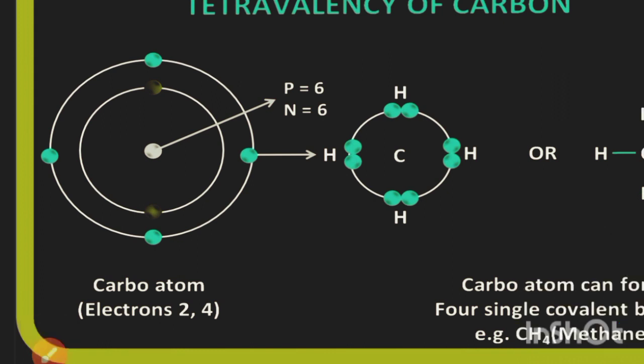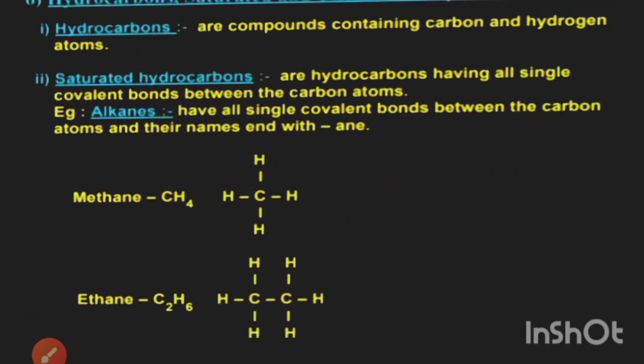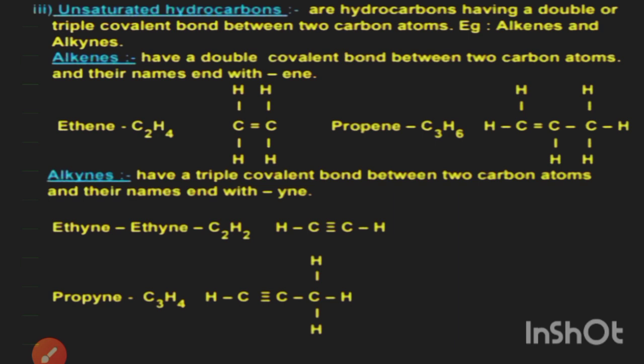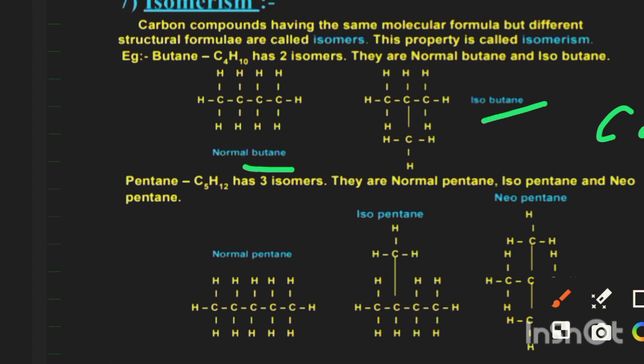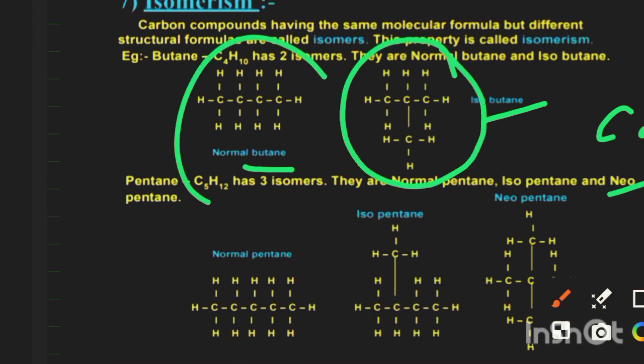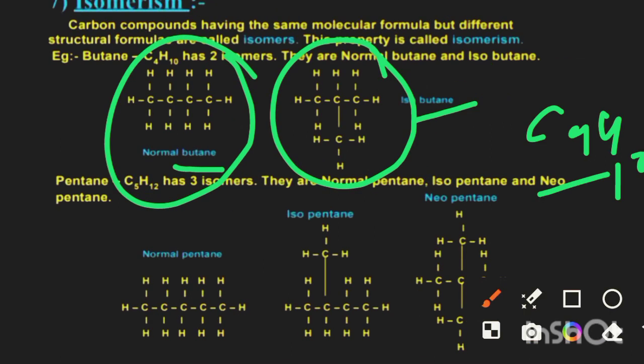Now next, saturated hydrocarbons and unsaturated hydrocarbons. Saturated hydrocarbons have only single bonds, such as methane and ethane, and unsaturated hydrocarbons have double and triple bonds. What is isomerism? Carbon compounds having the same molecular formula but different structural formulas show isomerism. Now see, this is butane and this is isobutane. Butane is C4H10. The formula is the same but the structure is different.